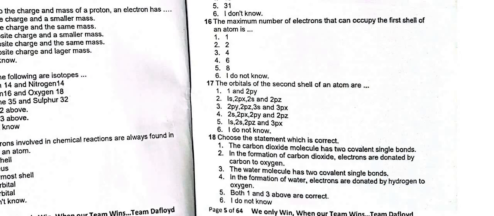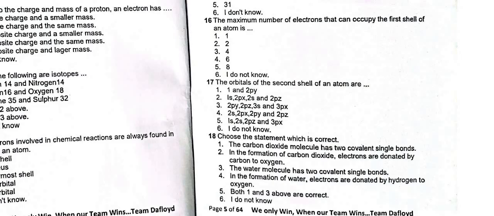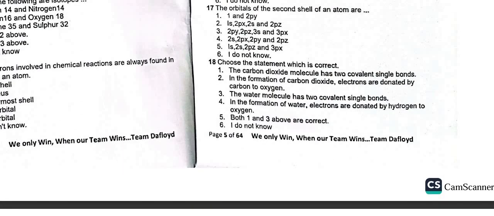Is this okay, guys? Anyone who is lost? Chris, is this okay? So we just have to exhaust all the orbitals. So that's what we have. Then number 18, which of the statements here, guys, is correct? They're saying choose the statement which is correct. Number 1, they are saying the carbon dioxide molecule has 2 covalent single bonds. Is this true or false?